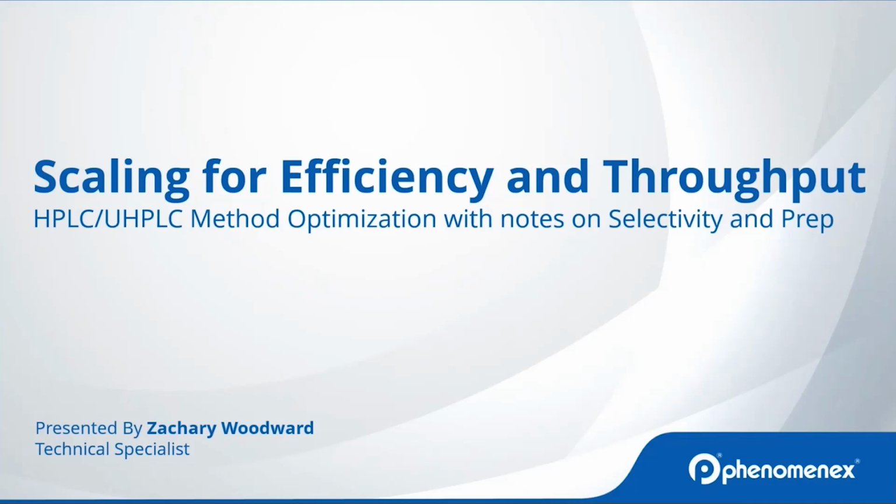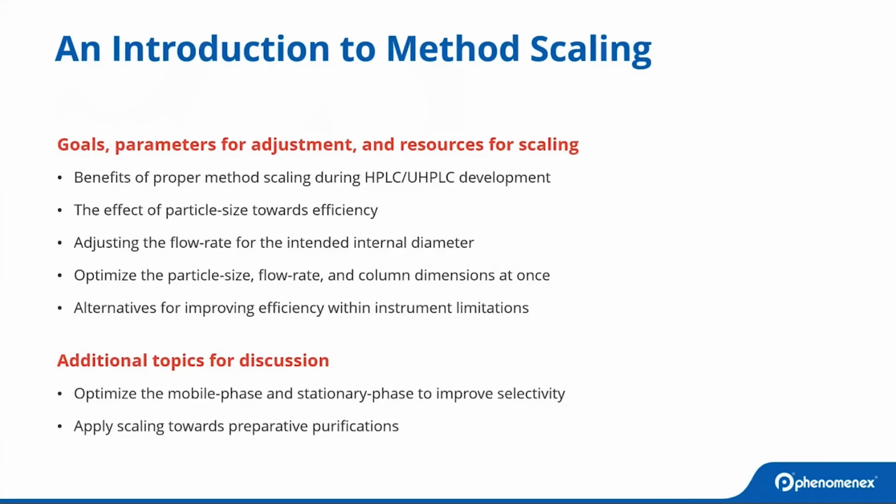As inferred, today we'll take a moment to discuss how to go about scaling a method so as to improve your efficiency and ultimately decrease your runtime so as to expedite sample throughput. The scope of our presentation today will be primarily just to speak about column dimensions with respect to particle size, and then both the internal diameter and the length, so as to ultimately improve, once again, both your efficiency and your resolution, and ultimately benefiting your sample throughput and runtime.